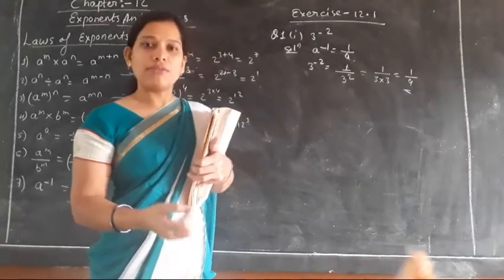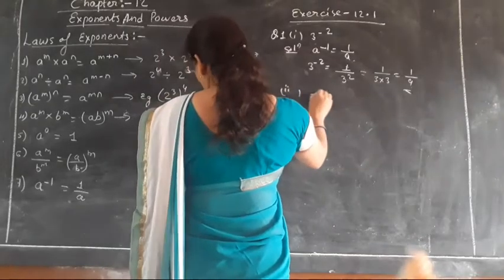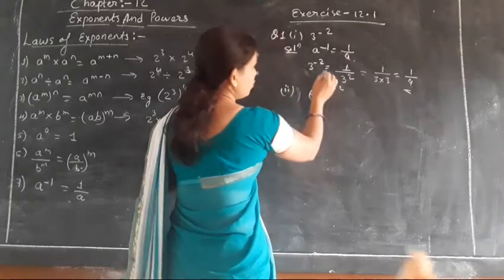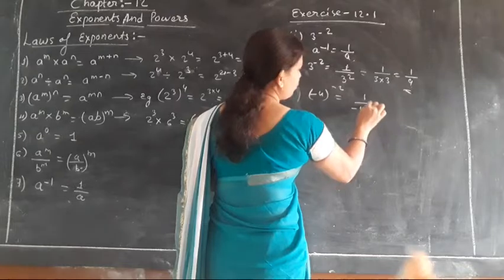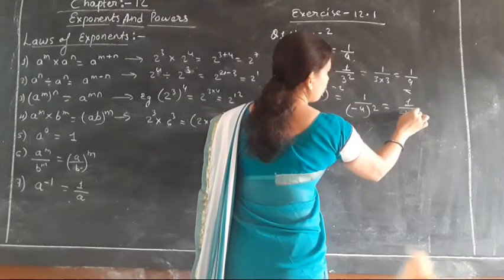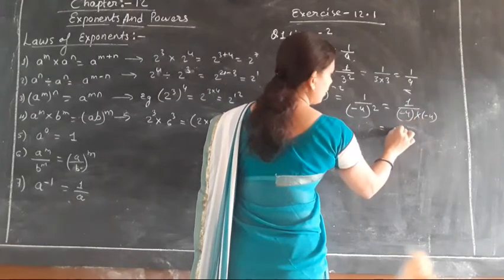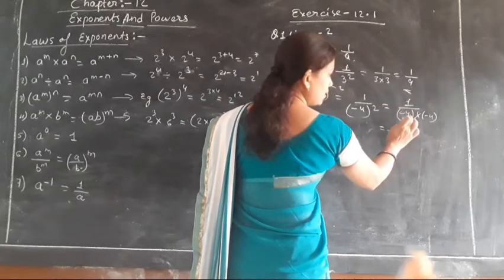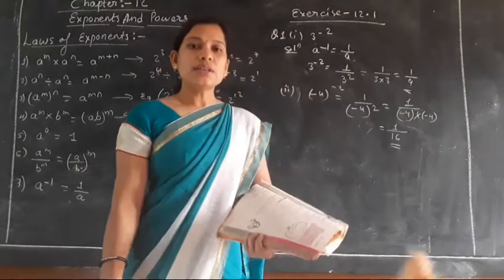Clear? Evaluate means find out. Moving toward the second part of the question, we are having minus 4 whole to the power minus 2. Okay. So using the same laws of exponent, it will become 1 upon minus 4 whole to the power 2. So here 1 upon minus 4 into minus 4. So minus 4 into minus 4 will become plus, isn't it? Minus and minus will become plus, 4 into 4 will become 16. So the answer will be 1 upon 16.